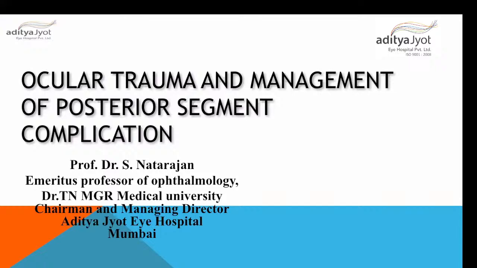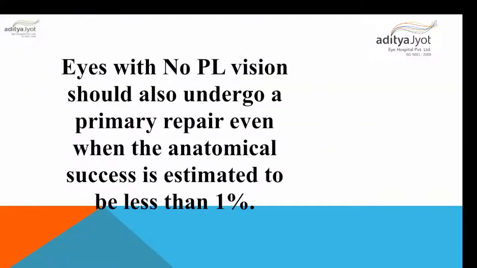External trauma includes corneal trauma, and the main thing is that even in a no perception of light eye, one should undergo a primary repair, even when the success rate is less than 1%. With this, I actually had the guts to operate in Kashmir, I should say, because I went alone.